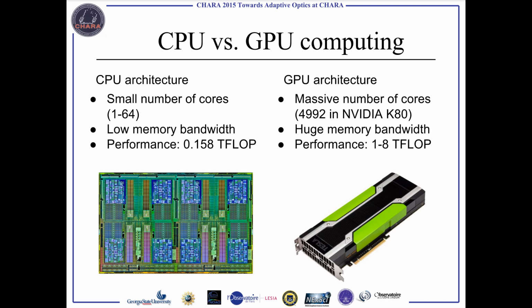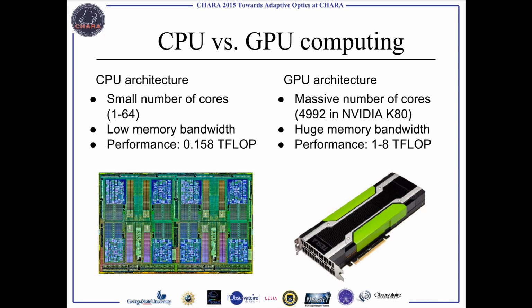Compare that with a GPU, which has an incredibly massive number of cores. As a matter of fact, the NVIDIA K80 has almost 5,000 processors. They have a huge memory bandwidth because they're designed to push pixels around, and that's what you need for video games. And they have a very high performance of somewhere between 1 to 8 teraflops. So you can go from a very easy to program device like a CPU to a somewhat difficult to program device like a GPU and easily pick up a factor of 10 or more in performance if you know how to work with these devices.